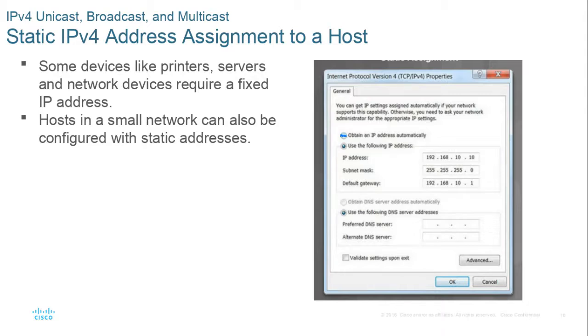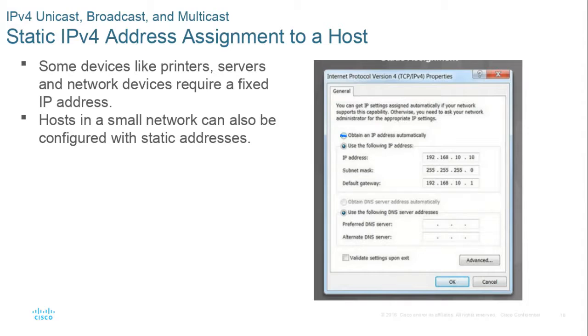So in a small network, we can use static addresses. In our Network Academy labs, these are small networks. We're going to do static addresses. Now, in a later course, we will cover the DHCP function. You'll set up a DHCP server, and you'll use it to assign IP addresses to workstations.